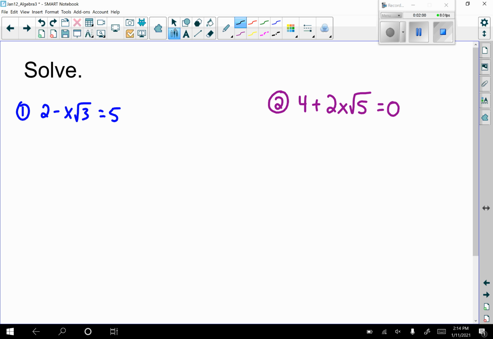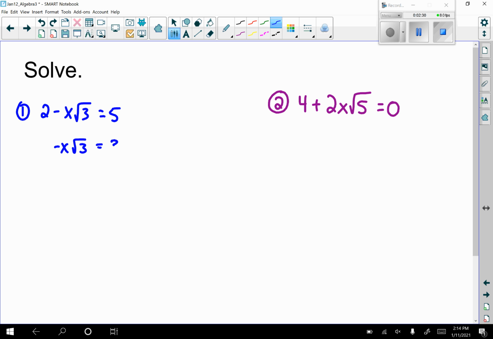All right, if you take a look at number 1, again, pause the video to copy this down if necessary. Notice where the variable is. It is not underneath a radical, so we do not have a radical equation. We just have an equation that happens to have a radical 3 in it. Our goal is still to isolate the variable. So I first want to start by undoing that positive 2. I'm going to subtract 2 from both sides. What I'm left with is still a negative x radical 3.